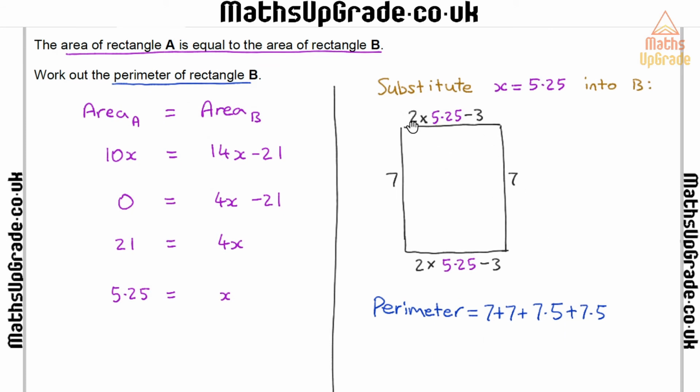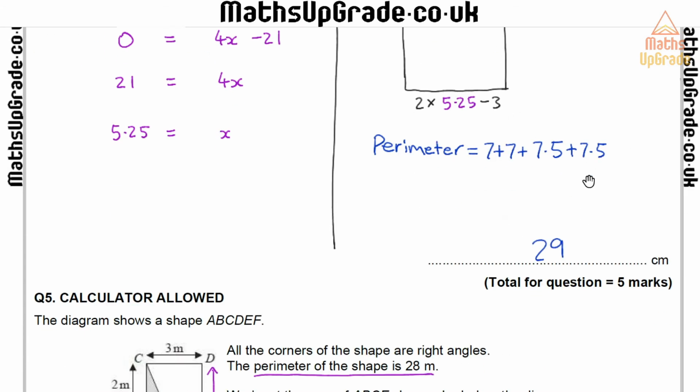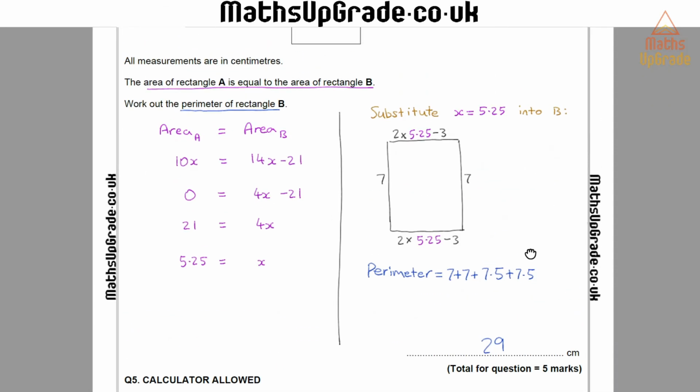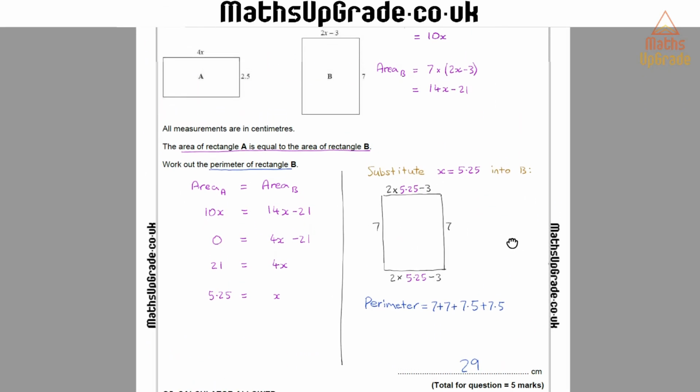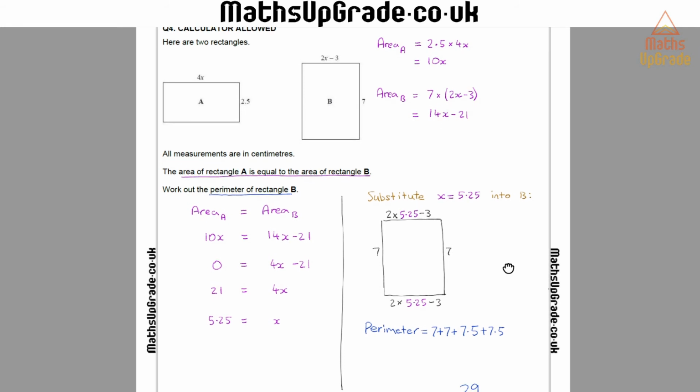7.5. So now, if the width is 7.5 and the length is 7, to find the perimeter, I'll just add up all the length and width again. That gives me 29 centimeters. So the whole question there is 5 marks. Make sure you follow through what I've done there, and show your working out.